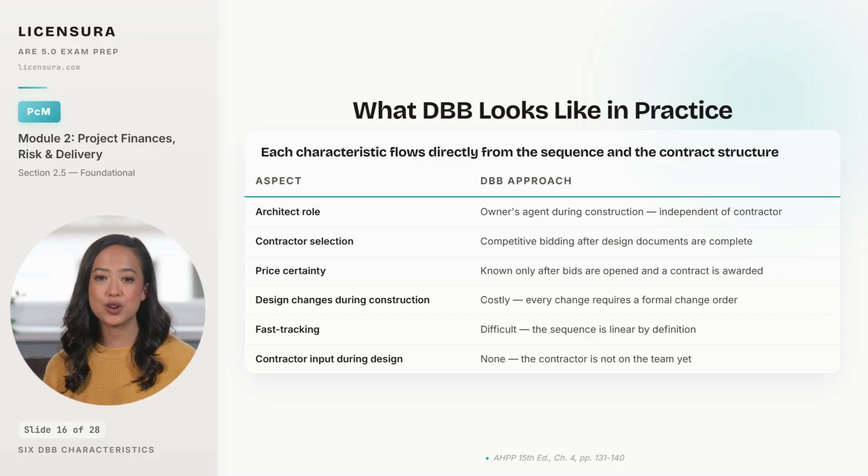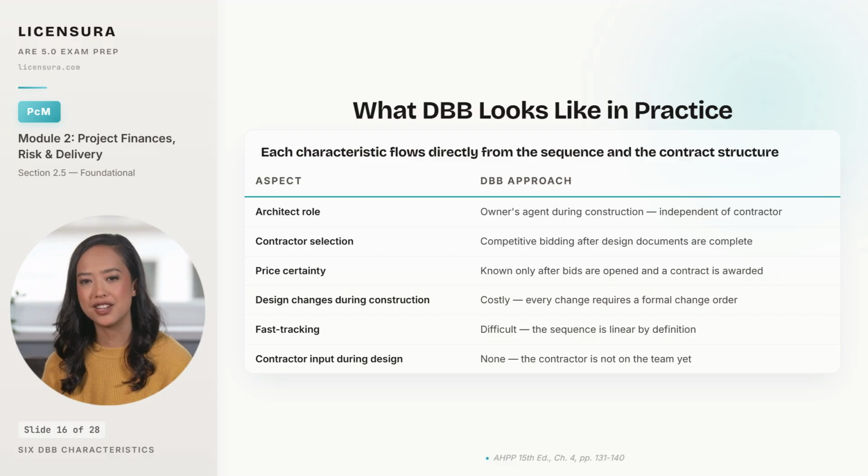The architect's role during construction is owner's agent, administering the contract, certifying payment applications, observing the work, and ruling on disputes, performed independently of the contractor because the 2 have no contractual relationship. Contractor selection happens after design is complete, through competitive bidding on the completed documents. That is what makes the price competitive, and it is also why the owner doesn't know the actual price until bidding closes. Price certainty arrives late.